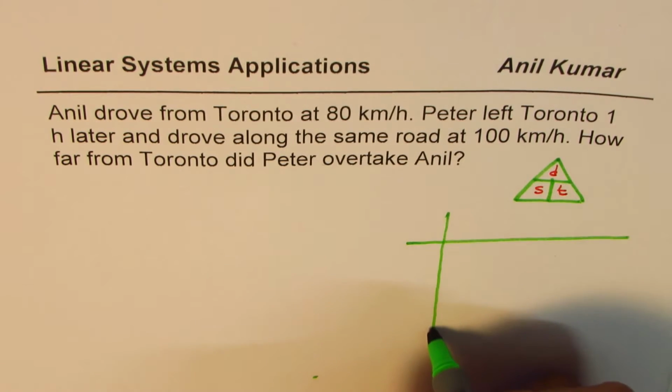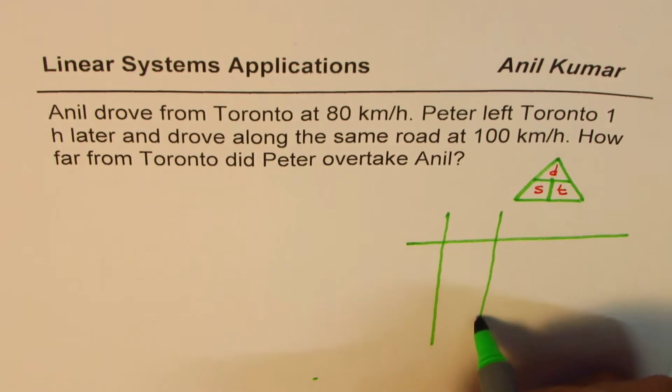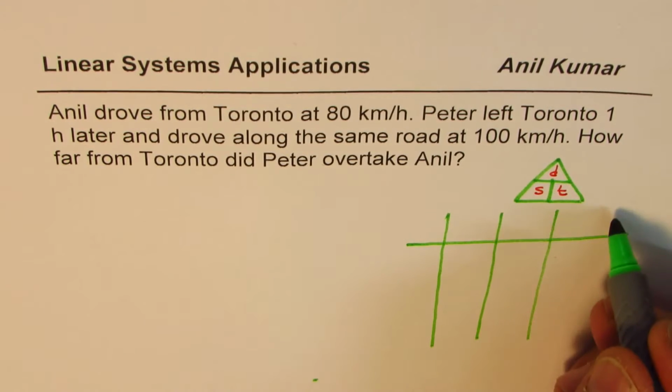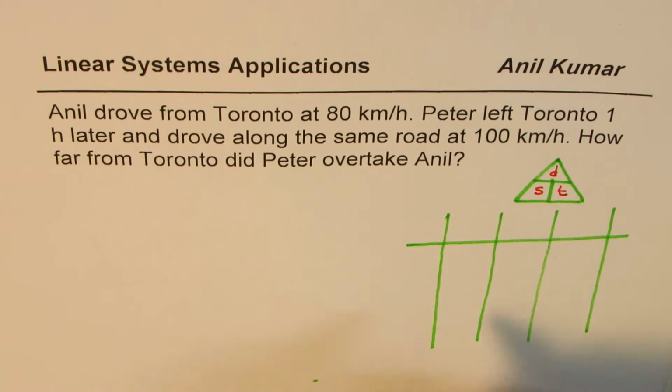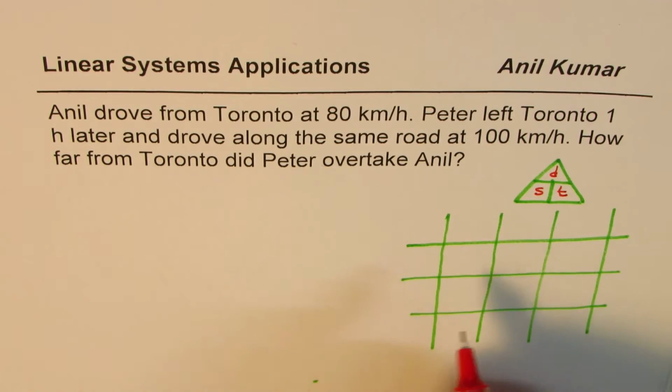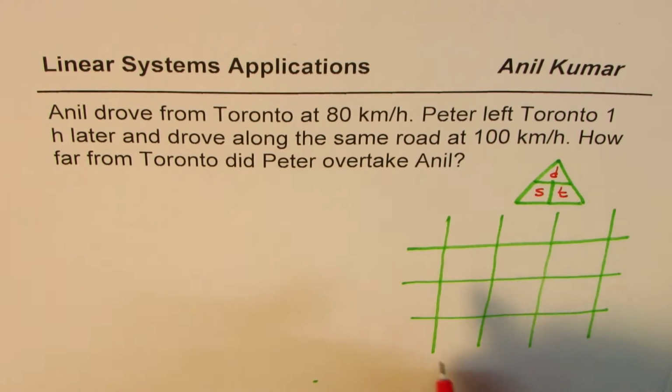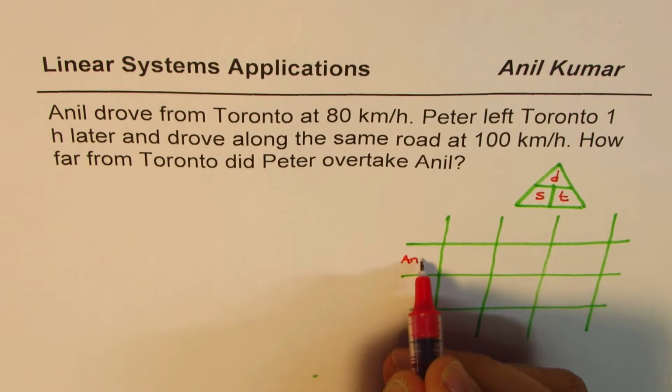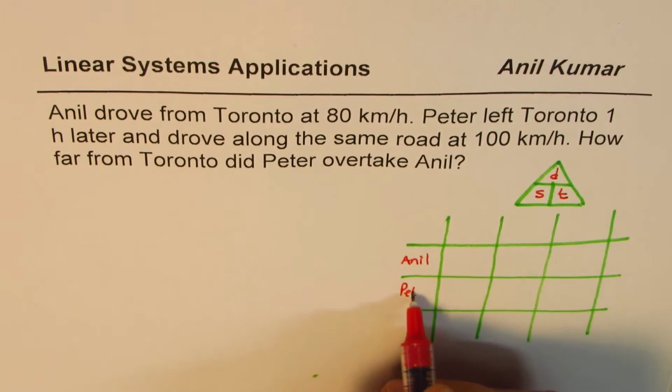there are two persons driving and all the information is given in the form of distance, speed and time, right? So the two persons driving are Anil and Peter. So we make a table including the information given to us, right? So let's write down the names. So let's say this is for Anil and that is for Peter.